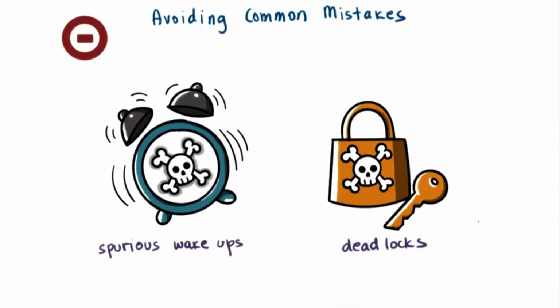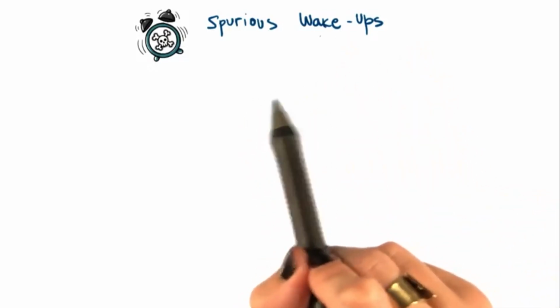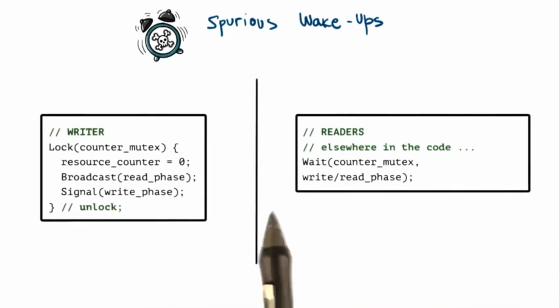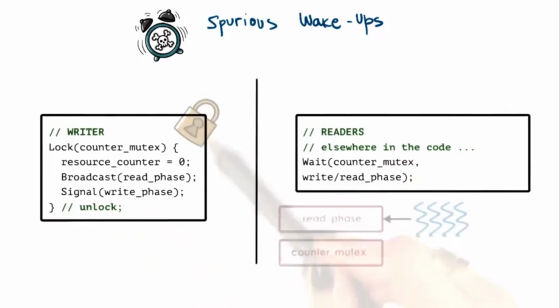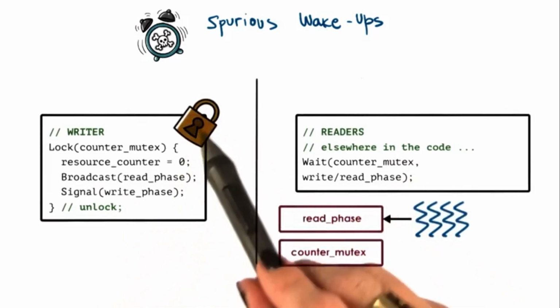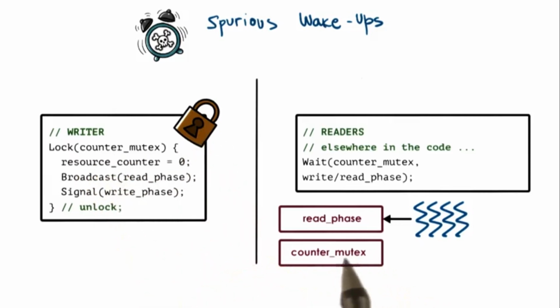One pitfall that doesn't necessarily affect correctness but may impact performance is what we call spurious or unnecessary wake-ups. Let's look at this code for a writer and readers. Let's say currently there is a writer that's performing a write operation, so it is the one that has the lock counter mutex, so this is the shared lock. And then elsewhere in the program, readers, for instance, are waiting on a condition variable read phase. So there are a number of readers that are associated with the wait queue that's part of that condition variable.